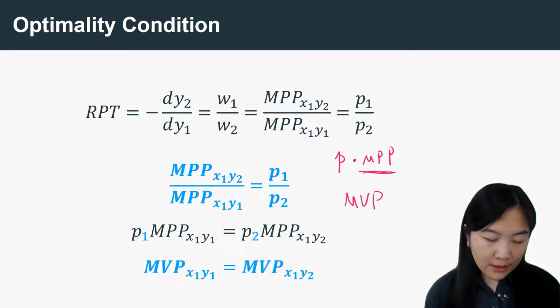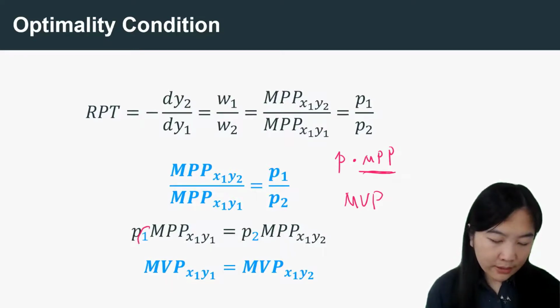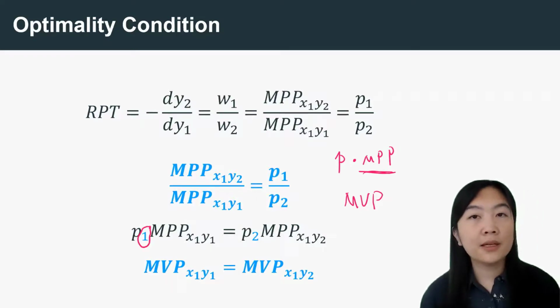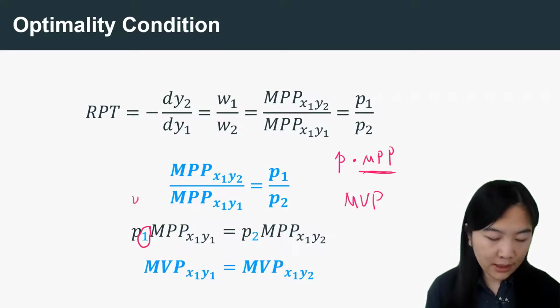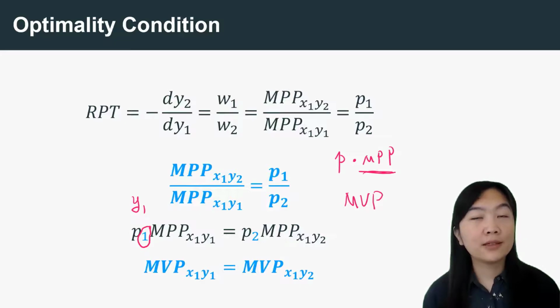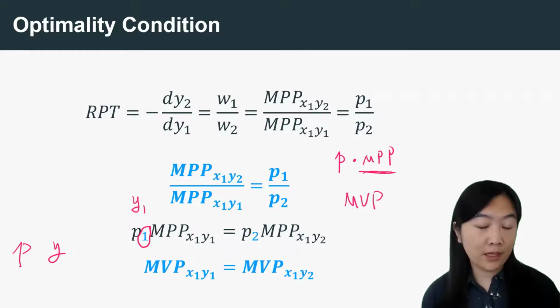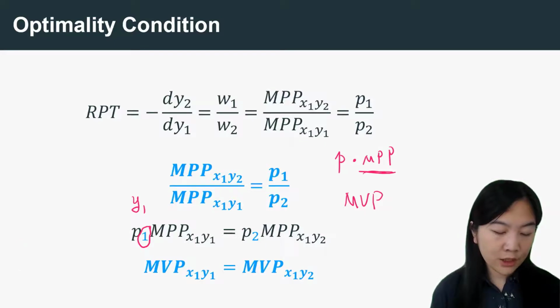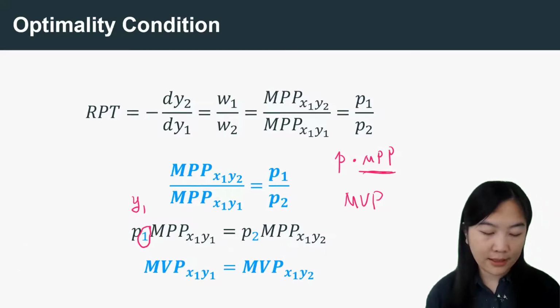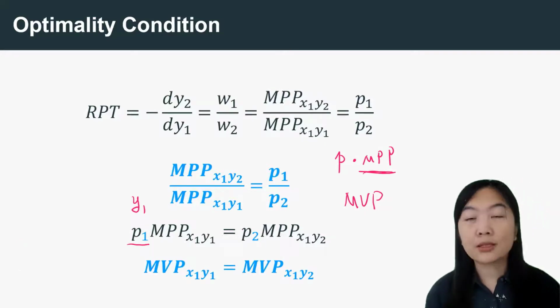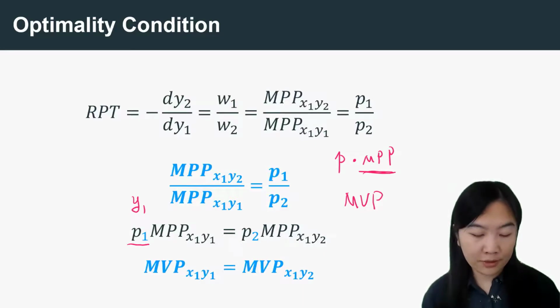So let's do it a little bit slowly here. P1 is the price for the first output. So P1 is the price for y1. Previously we only had one output and we didn't have this subscript. We simply had P as the output price and Y as the quantity of the output. But now since we have two outputs, we have to differentiate them. So here P1 is the price of the first output.